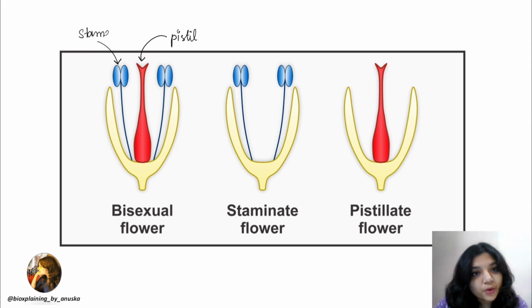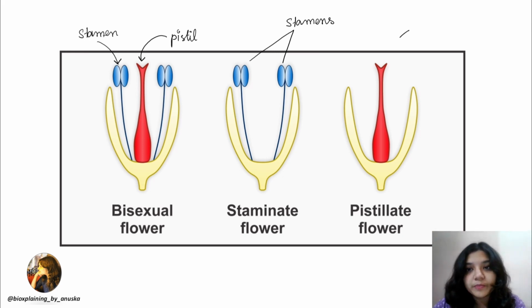Both are present. While in case of a staminate flower, what you see is you can only see the stamens present and the pistils not being present. And on the other hand, in case of a pistillate flower, you could only find the pistil or the carpel, whatever you call it, and no stamens to be present.